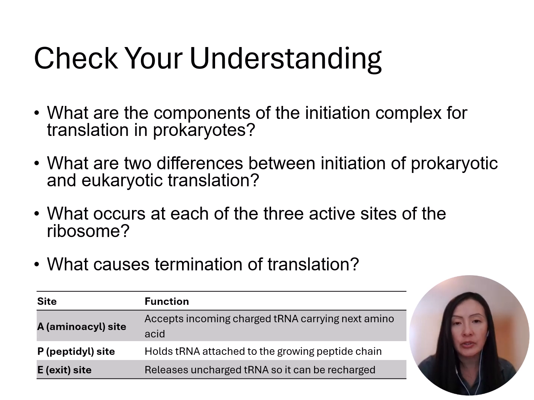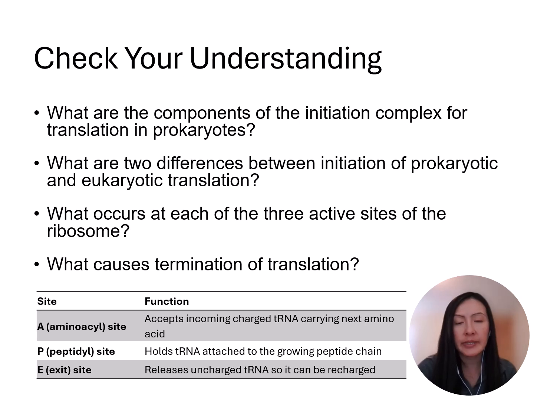For the second question, two differences between prokaryotes and eukaryotes. So in prokaryotes, we had that initiator tRNA, which carries formyl methionine, versus in eukaryotes, the initiator tRNA carries regular methionine. For mRNA recognition, prokaryotes bind to a Shine-Dalgarno sequence, versus in eukaryotes, they bind to that 5' cap and then scan for AUG.